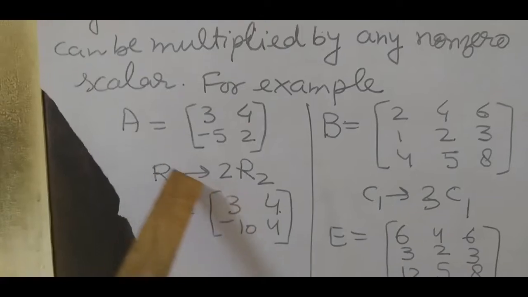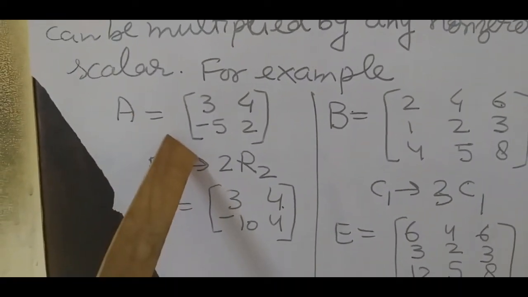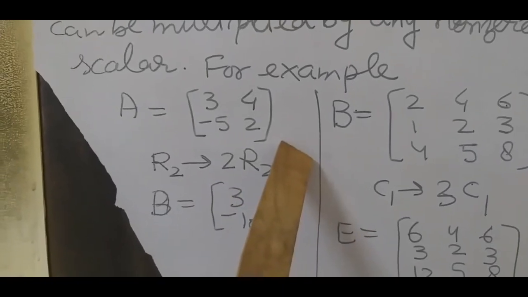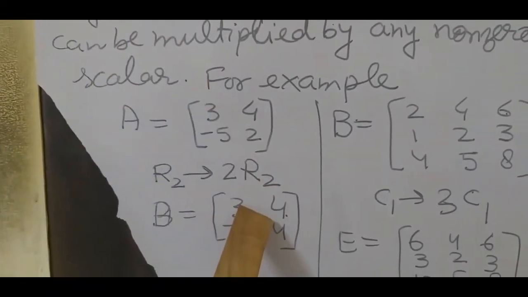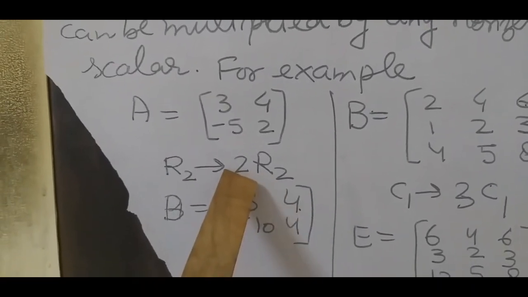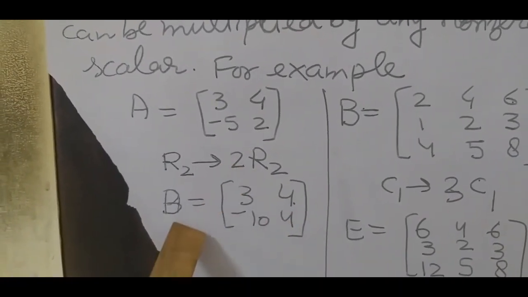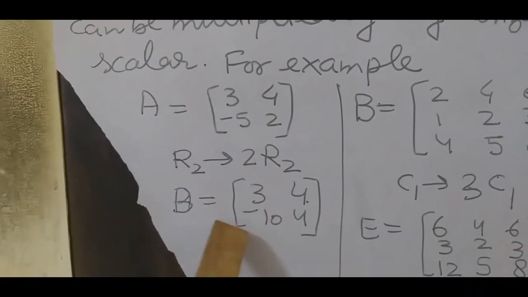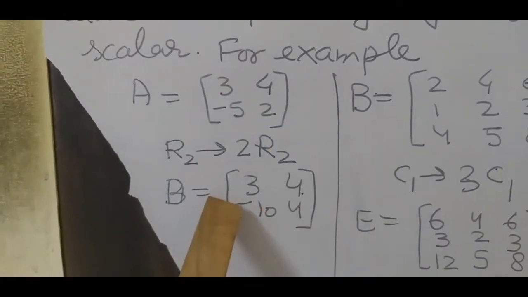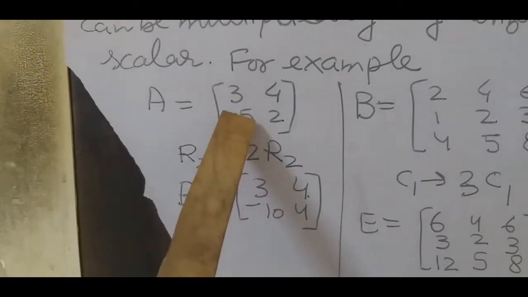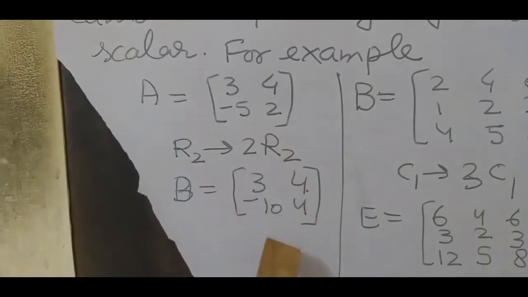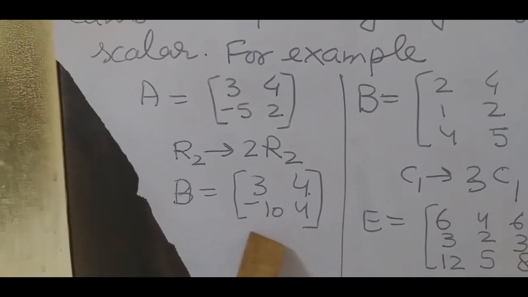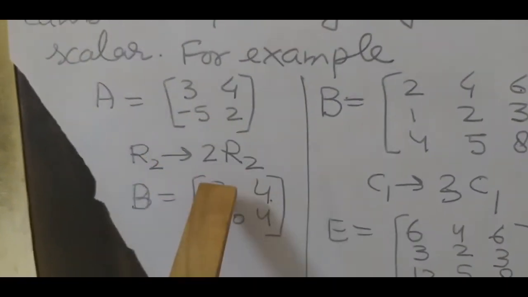R2 tends to means I am going to change R2. That's why R2 tends to 2R2 is written. So this operation I am going to apply. I am going to multiply R2 by 2. Okay, students, B equals, I have given a new name to this matrix. First row will remain as it is. Second row will be multiplied by 2: minus 5 into 2, minus 10, 2 into 2, 4. So by this way we can multiply any row or column.